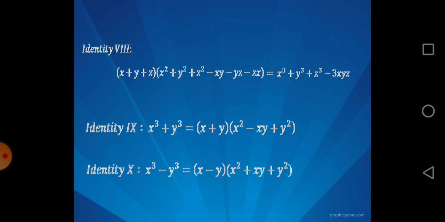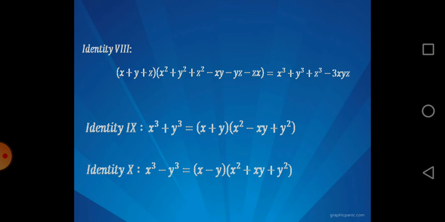Next one is x cube plus y cube is equal to x plus y of x square minus xy plus y square. See children, don't get confused. X plus y whole cube and x cube plus y cube are not the same, they are different. X cube plus y cube, the sum of the cubes of 2 terms, is equal to the sum of the 2 terms into x square minus xy plus y square. When there is plus in between, the binomial will take a plus sign and the trinomial will have a minus sign.